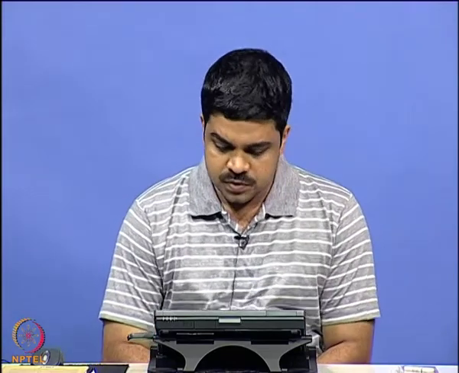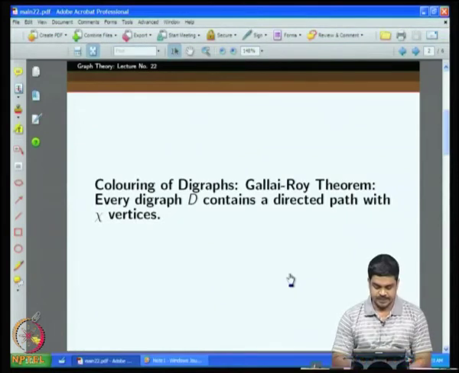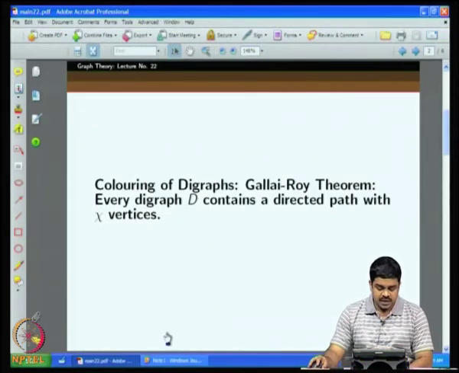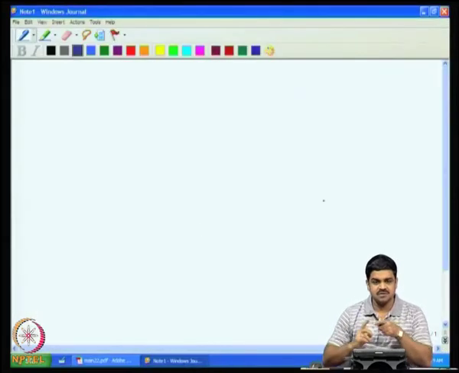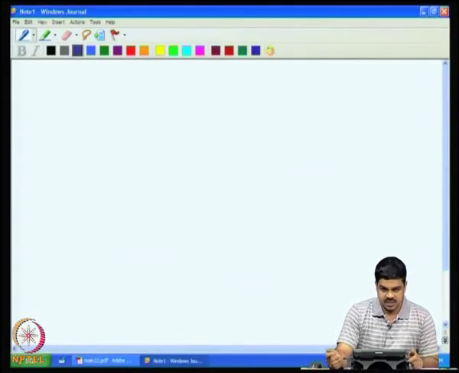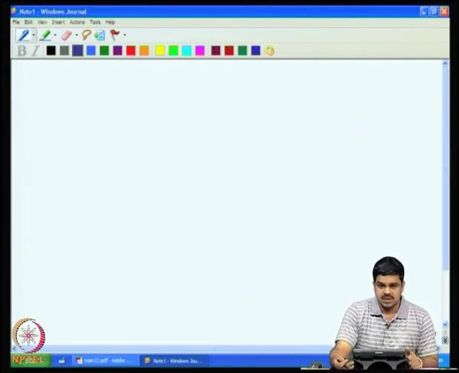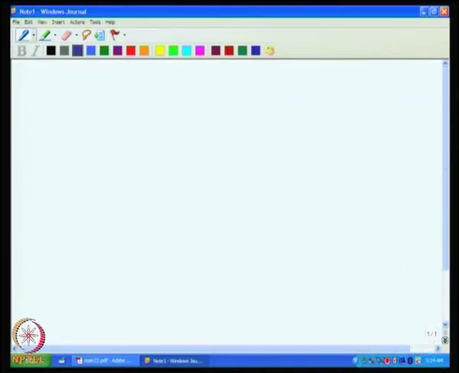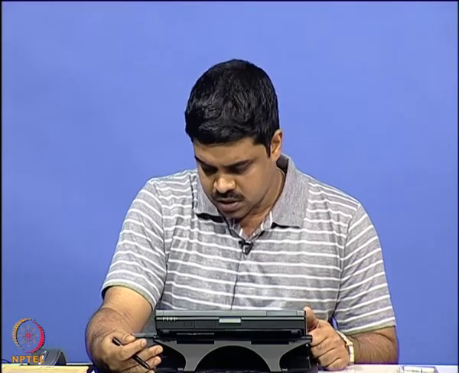We were talking about a theorem called the Gallai-Roy theorem, which says every digraph D contains a directed path with chi vertices, chi being the chromatic number. The chromatic number of a directed graph is not different from the chromatic number of the underlying undirected graph. It is just that whenever we give colors to the vertices, we have to make sure that two adjacent vertices get different colors. Here it is a directed edge rather than an undirected edge, that is all.